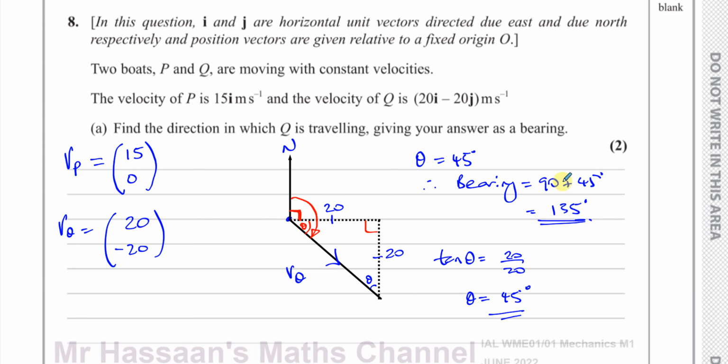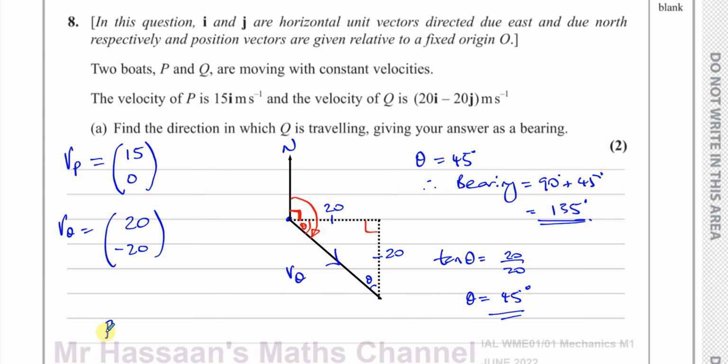So you can work it out using trigonometry if you wish to, but geometry is easier here because this is an isosceles triangle. And we know the base angles of an isosceles triangle are equal. So these two must both add up to 90, and they're both the same. So it's 90 divided by 2, which is 45. Okay, so there's the answer to part A, the direction which Q is traveling in as a bearing.